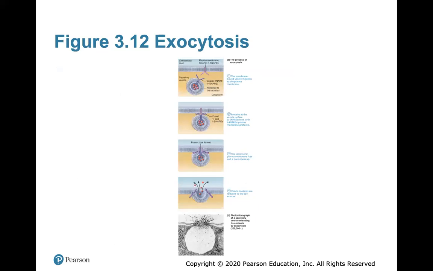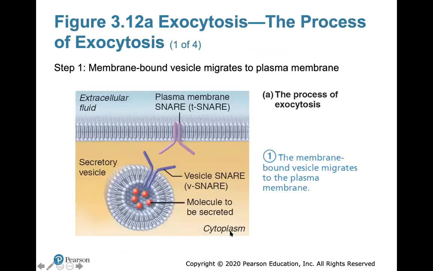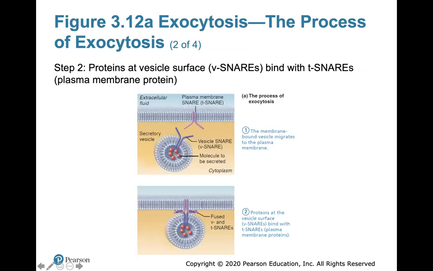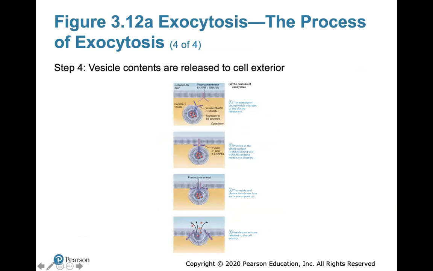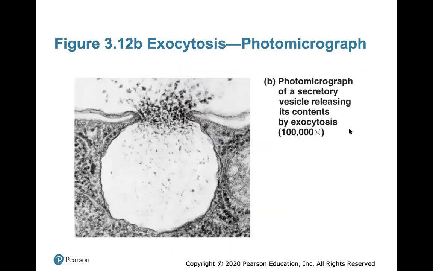So this is a look at exocytosis. And in this picture, the V snare will dock to the T snare to show the process of fusion. And then it will be exocytosed when a fusion pore is formed. And then the vesicle contents will be released to the exterior side.